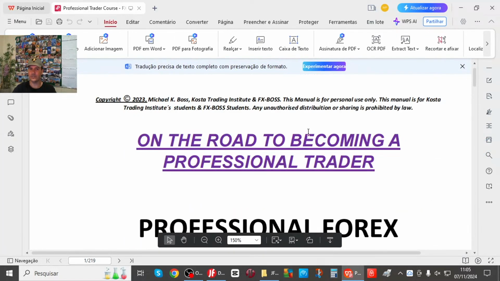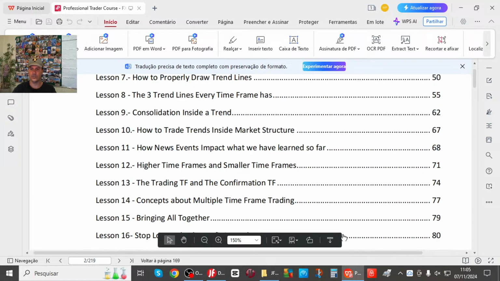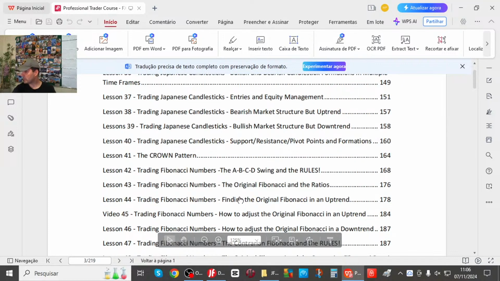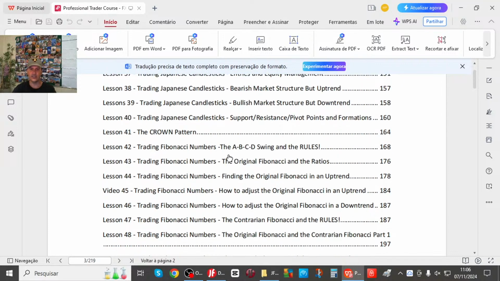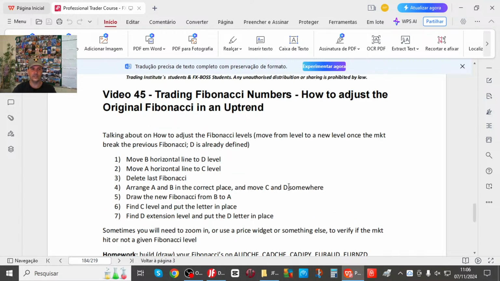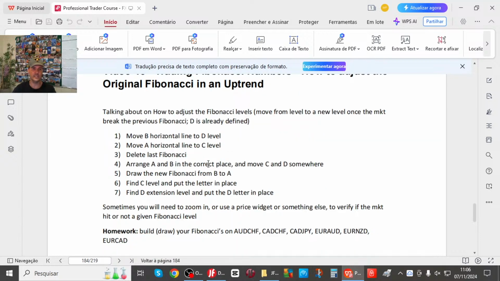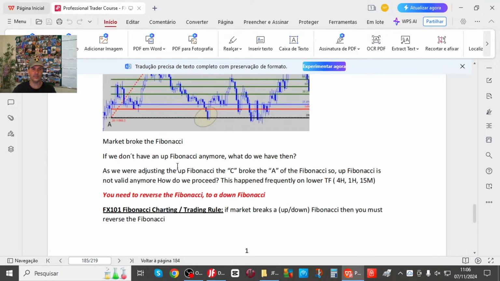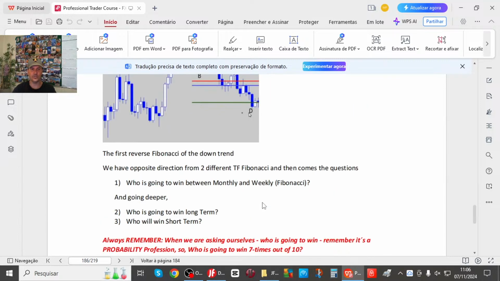Alright, we are learning the Fibonacci's. This is from the manual, everybody. Today we have how to adjust the Fibonacci. In an uptrend, we are here. Move the B horizontal line. A goes to C, B goes to D. We're going to work on this one today. Forex Course 101: if the market breaks the Fibonacci down, then you must reverse the Fibonacci. We're going to work on this.